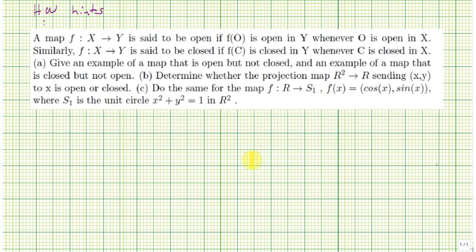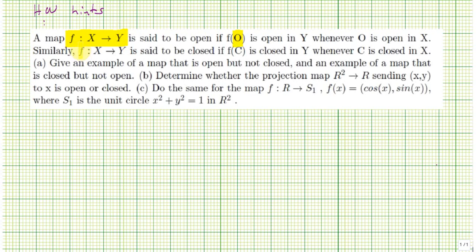Let me just read the problem. It says a map from X to Y is said to be open if the image of some open set O is open in Y whenever O is open in X. In other words, this is a statement about this map, and it says if you apply this map to an open set in X, you get an open set in Y. Notice that's different from continuity. It's not the pre-image of an open set in Y is open. So it's sort of going forwards.